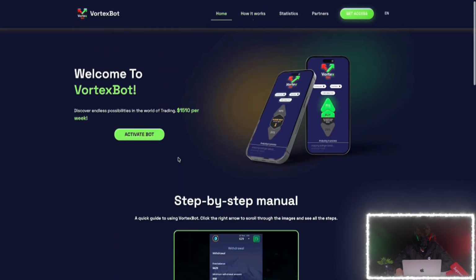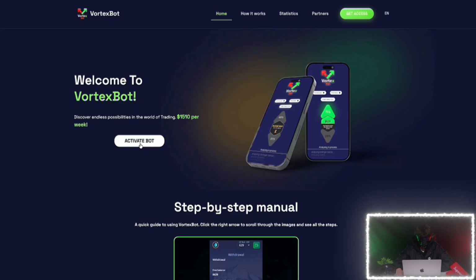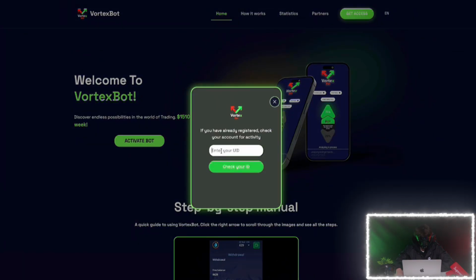So how do you get it? We click the Activate Bot button and enter your UID. After that, we press the button to check your ID. The bot first checks whether we're properly connected to Pocket Option, and then we get the bot. Guys, from here on, it's all simple. You set up the bot for your currency pair, wait for the signal, and that's it.